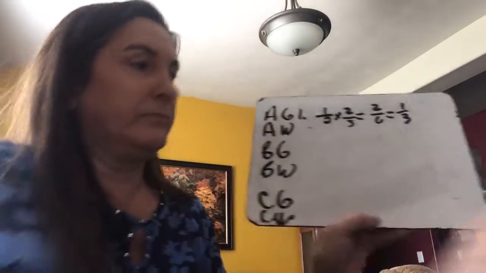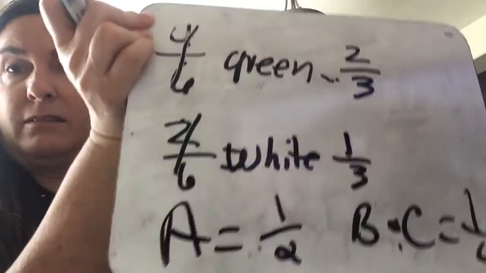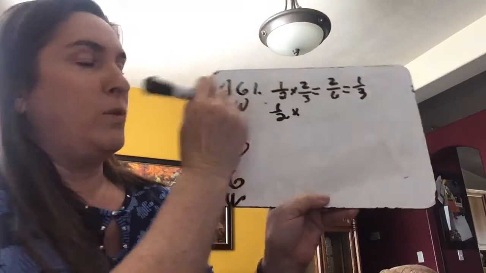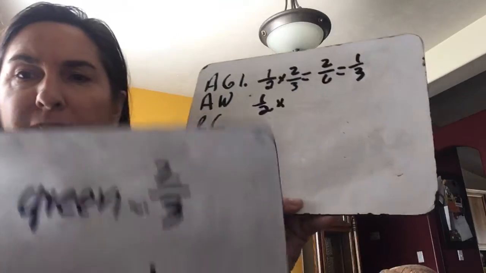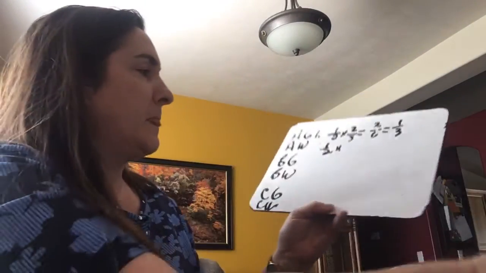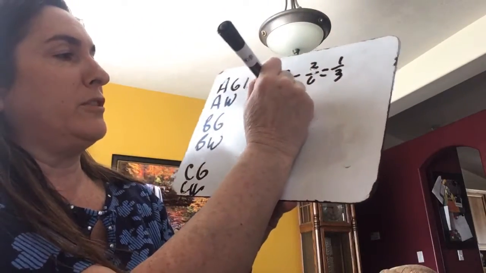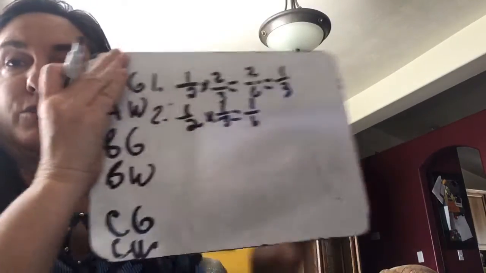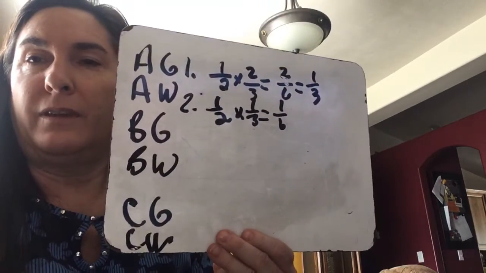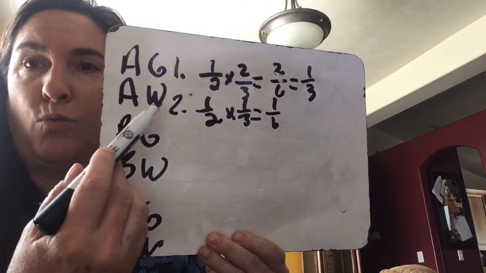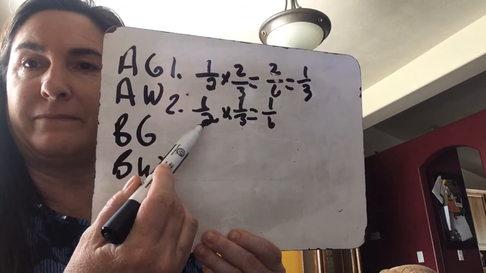Number 2, what are we doing for A? 1/2, right? A is 1/2. What's W? Do you remember what W is? It's 1/3, right? So 1/2 times 1/3 equals 1/6. So number 2, if we were to spin and draw a marble, for it to be A white would be 1 out of every 6.